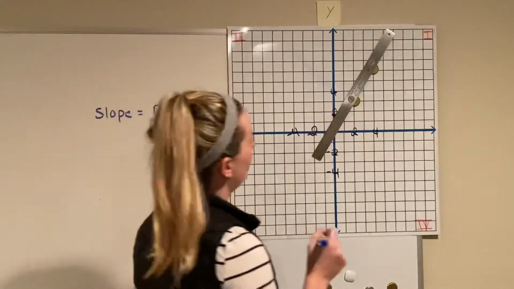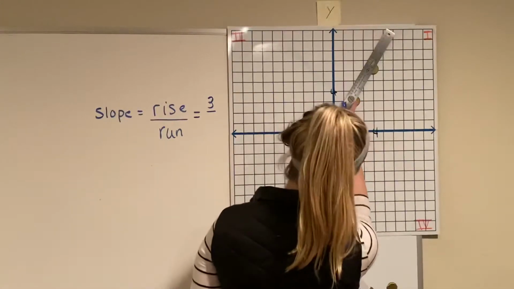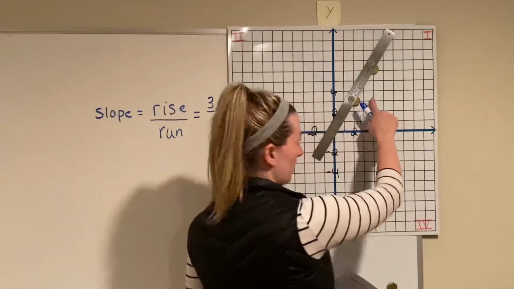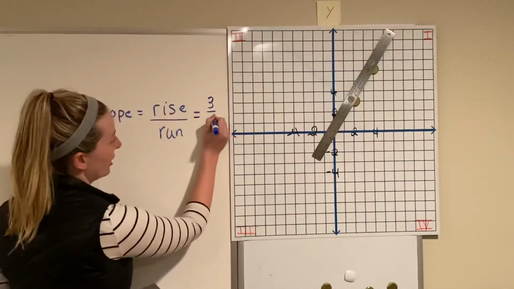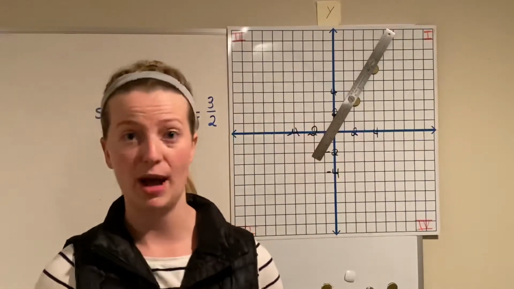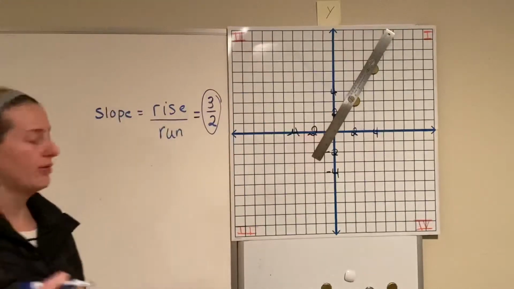And now I need to see what my run is. What was my horizontal change? I started at 2, and I ended at 4. So 1 unit, 2 units. I experienced a change of 2 units, and it was 2 units to the right, which is positive. So my final answer is a slope of 3 over 2.